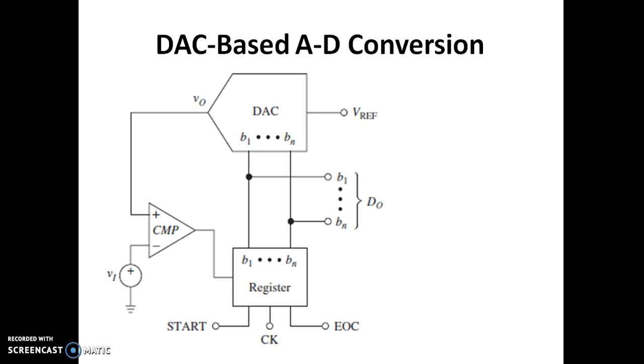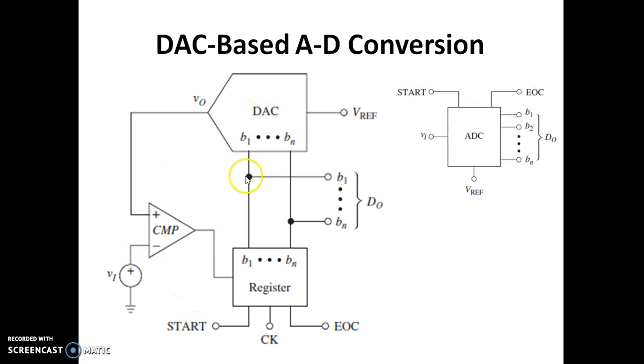This DAC based ADC consists of a register with a clock generally, a DAC, and a comparator, and of course, as usual for an ADC, we need a start signal. There is an end of conversion signal that is coming out. The input voltage we are applying, and this V reference will go to the DAC.